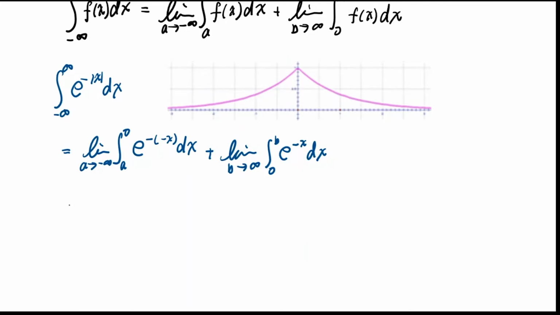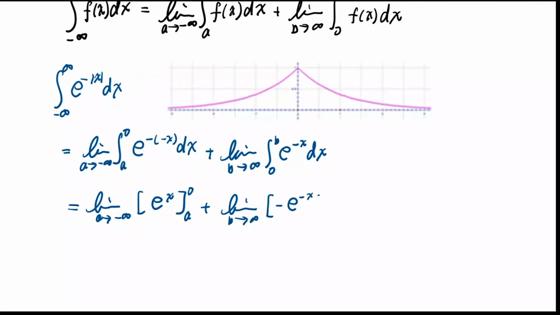Okay then. So this one, limit a approaching negative infinity. Now that's just e to the x, so the antiderivative is e to the x, from a to 0, plus the other piece, b approaching infinity. And that's e to the negative x, so with a negative sign here, from 0 to b. With me?